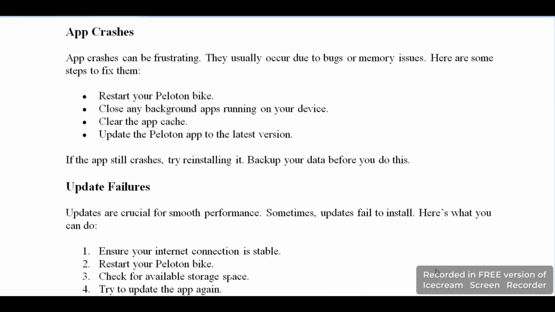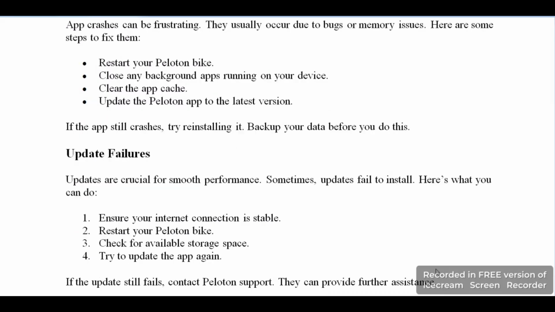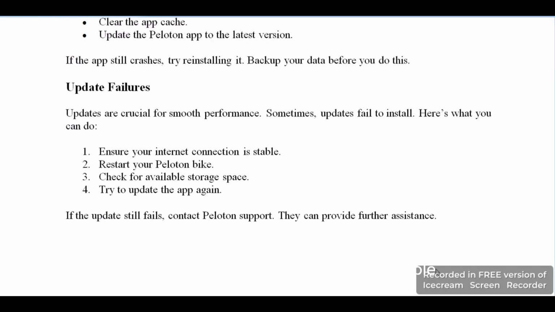Update failures. Updates are crucial for smooth performance. Sometimes updates fail to install. Here's what you can do. Ensure your internet connection is stable. Restart your Peloton bike. Check for available storage space. Try to update the app again. If the update still fails, contact Peloton support. They can provide further assistance.